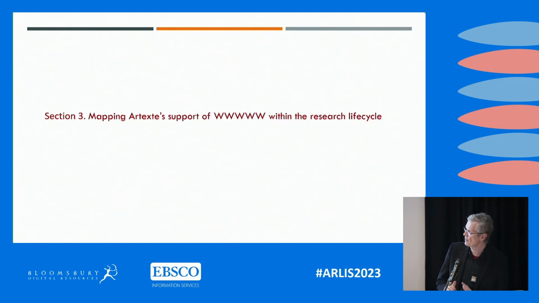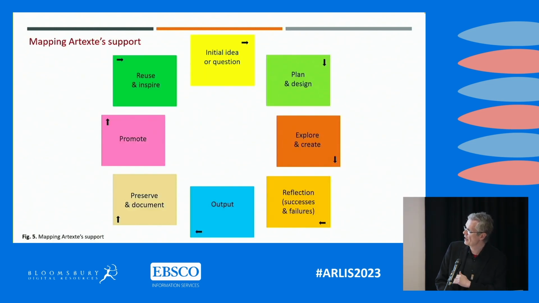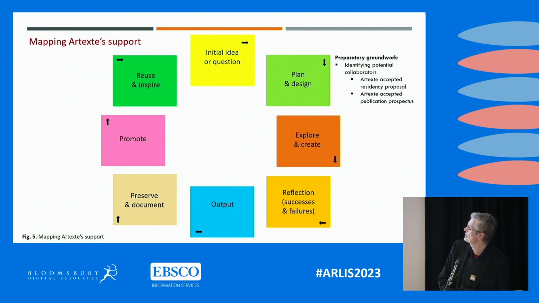So we're going to move on to the third section, where I'm going to try and map the support that I received for my own project with this idea of a research lifecycle. So you can see I've kept the same structure. And what I'll do is try and identify a few points from each one and to illustrate how I received support from Artexte. So under plan and design, it's really the identifying potential collaborators.